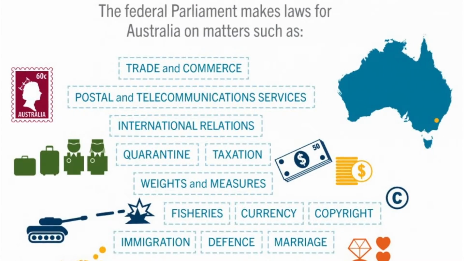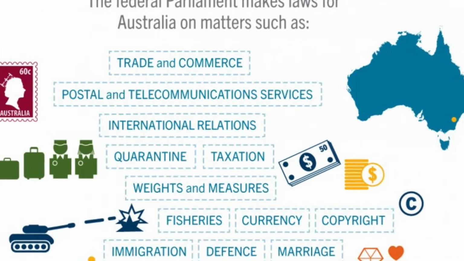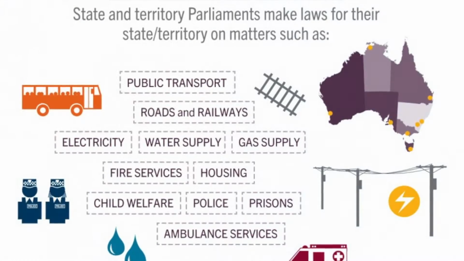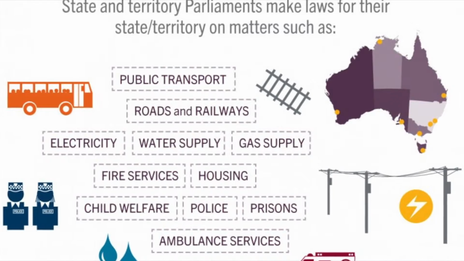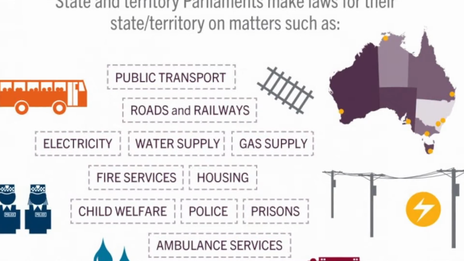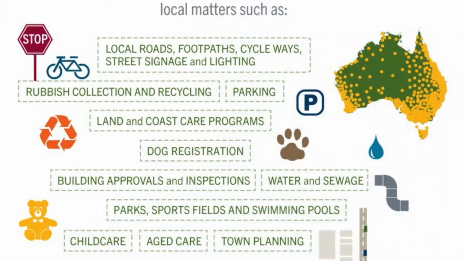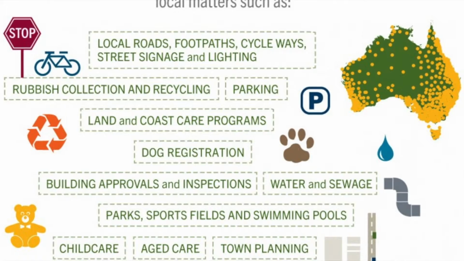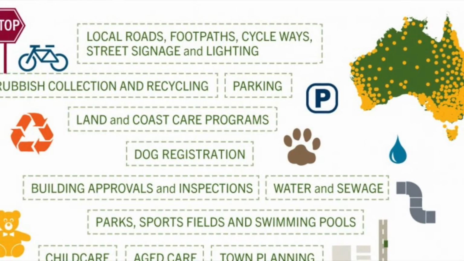The Federal Parliament makes laws for Australia on matters such as trade and commerce, taxation, currency, immigration and marriage. The state and territory parliaments make laws for their state and territory on matters such as public transport, electricity, gas supply, housing and child welfare. The local councils make laws about local matters such as roads and footpaths, parking, parks and recreational areas, and both child and aged care.